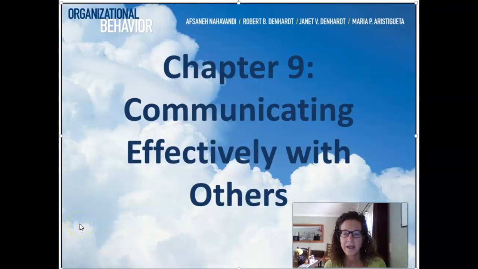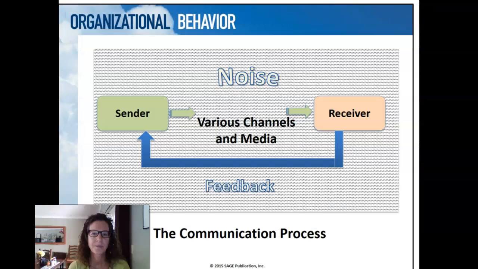Welcome to Chapter 9. In this chapter, we'll discuss communication within the organizational context. Essentially, at the very basic level, the communication process is used to transmit information between a sender and a receiver and to establish shared meaning.